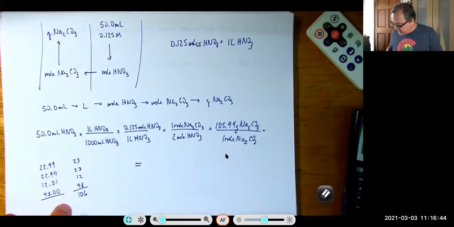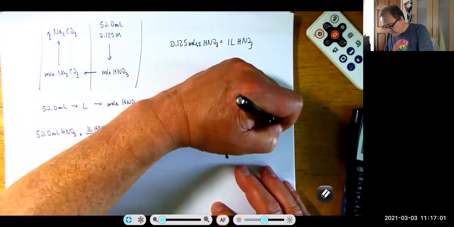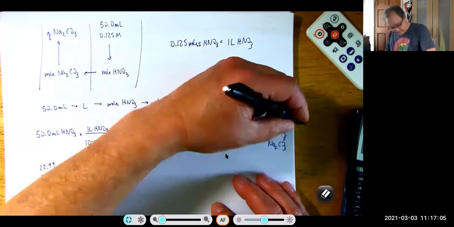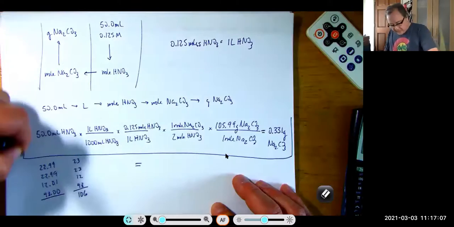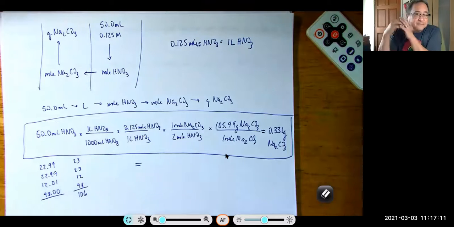So 50 times 0.125 times 105.99 divided by 1,000 and divided by 2. And I get 0.33. So that's how you do a problem like that.